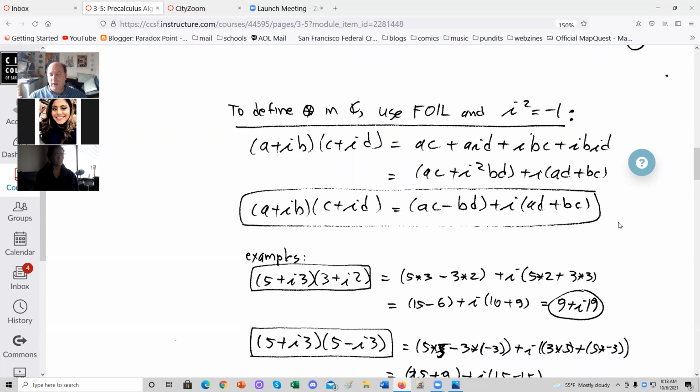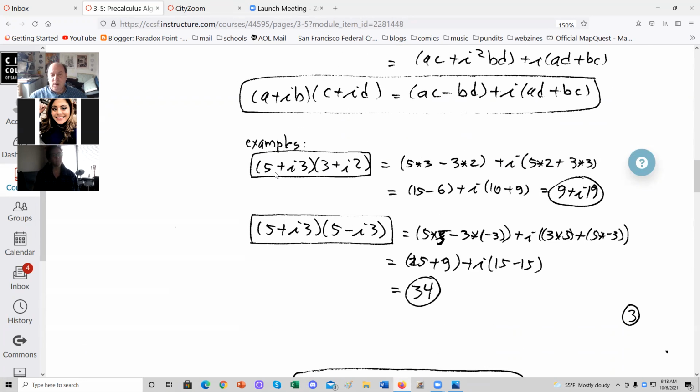This is a formula, and you can memorize it if you wish. I think it's just easier to use FOIL and i squared equals -1. So 5 plus i times 3 plus i times 2. Well, 5 times 3 minus 3 times 2 for the real part. i times 3 times 3 plus 5 times 2 for the imaginary part. 15 minus 6 plus i times 10 plus 9 is 9 plus i19.